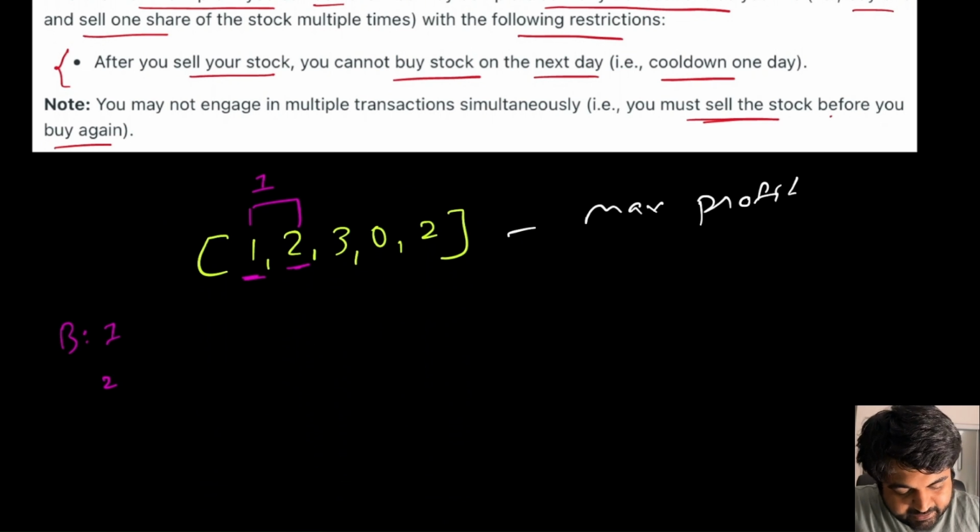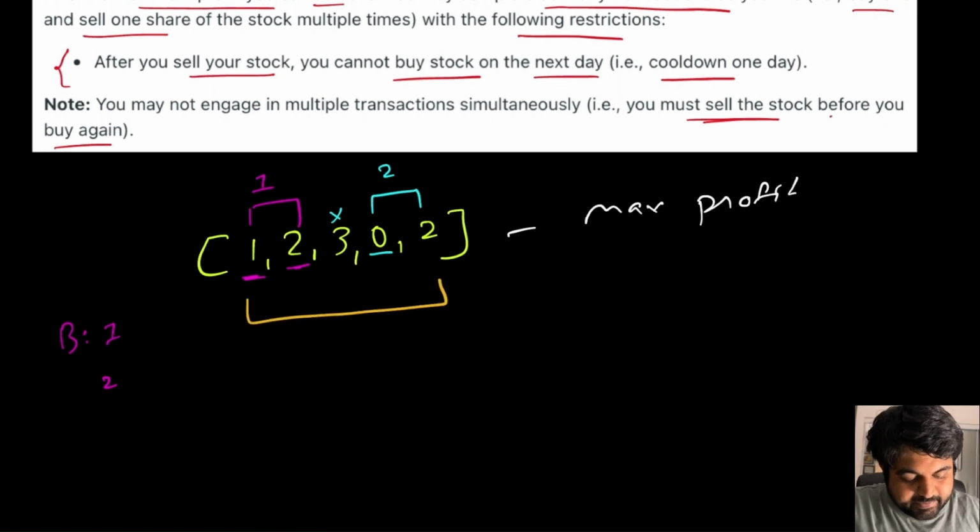So let's say that we decide to cool down on this day, then we buy again when the price is 0, and then we sell again when the price is 2. So we make a profit of 2 units over here. So in total, amongst these prices, the maximum profit we can make is going to be 3.